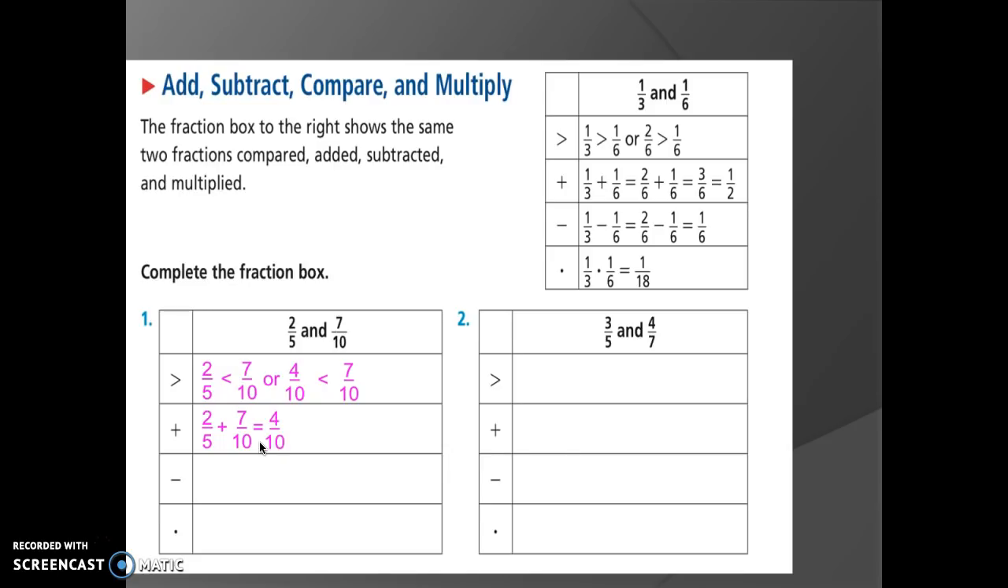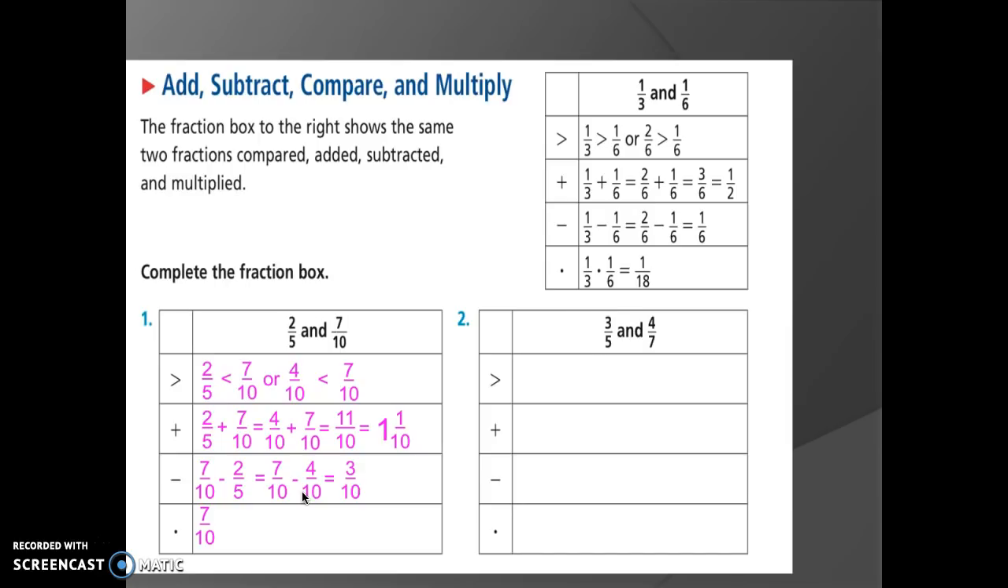Now I'm going to add those two fractions using my common denominator. I'm going to use the 4/10 plus the 7/10, and altogether I get 11/10. That is a fraction more than 1, or an improper fraction, so I'm going to change it to a mixed number. 10 goes into 11 once with 1 left over. Now I'm going to subtract those. I need to start with the bigger one, the 7/10 minus the 2/5. I need to use my common denominator fractions. Remember that 2/5 is the same as 4/10. 7/10 minus 4/10 is 3/10, and that is already simplified.